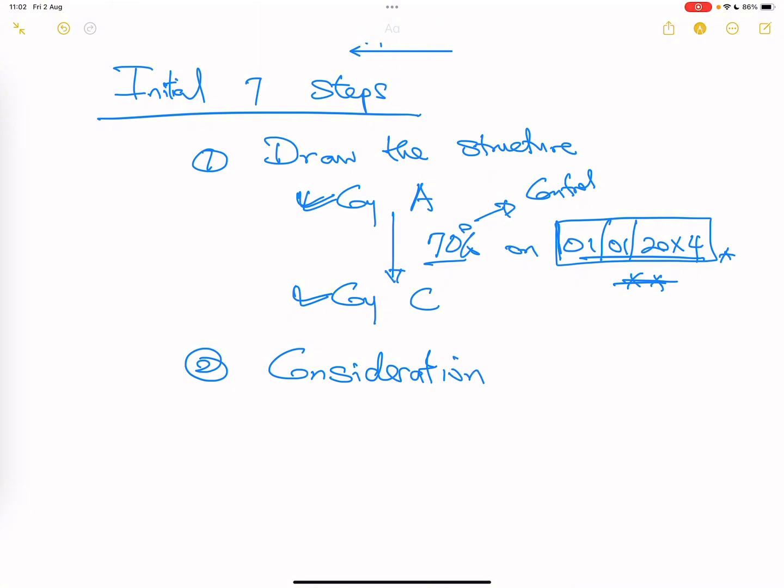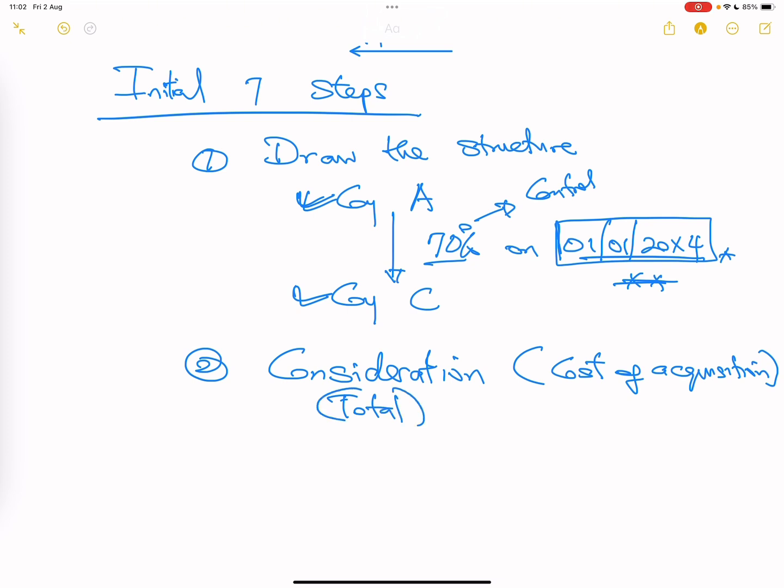The second step is to calculate the consideration. And what is consideration? Consideration is just the cost of acquisition. How much did the parent pay to acquire C? How much did A pay? A could pay cash, it could pay by shares, it could pay by contingent liability, it could pay by any form, whatever he has used to pay. Add it together. Total together.